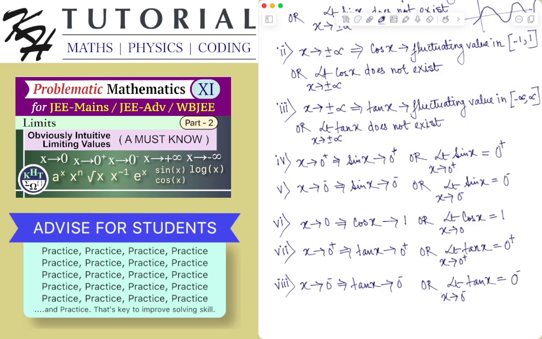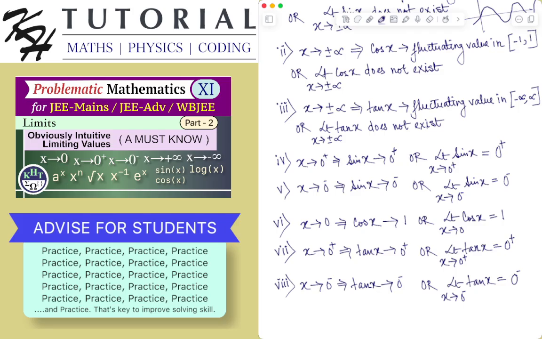Okay. Now, when x tends to 0 positive, that is x is positive and it is just a little more than 0, then sin x will tend to 0 positive, or the limiting value of sin x when x tends to 0 positive is equal to, we can say 0, but it is more appropriate to say 0 positive, that is a positive value, just a little more than 0.